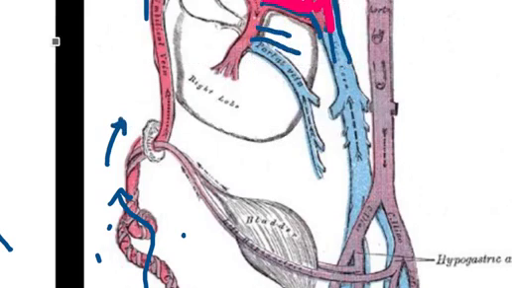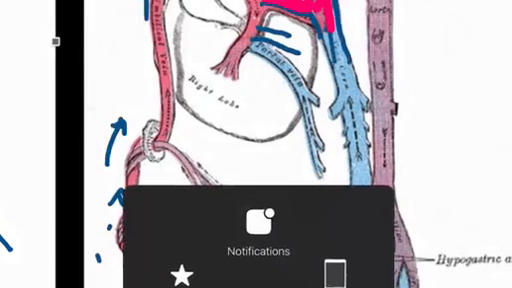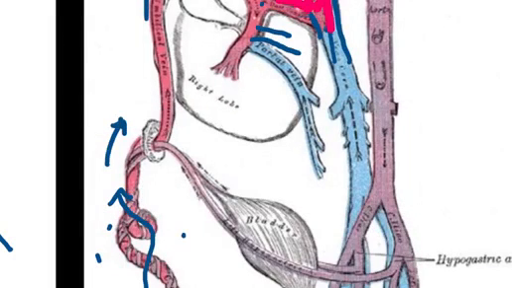But what happens after birth? After birth, we have a very functional liver, so we do not need to bypass the liver. Physiologically, the ductus venosus becomes obliterated and remains as a ligament known as the ligamentum venosum.